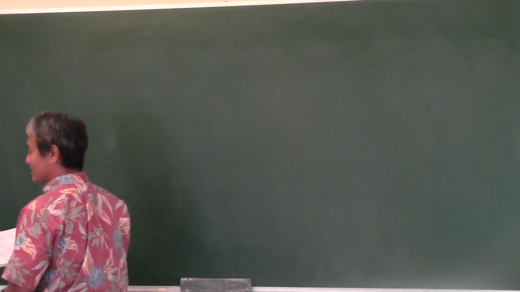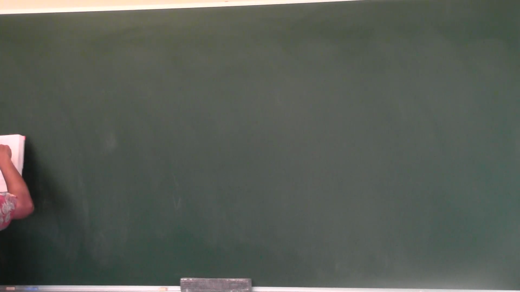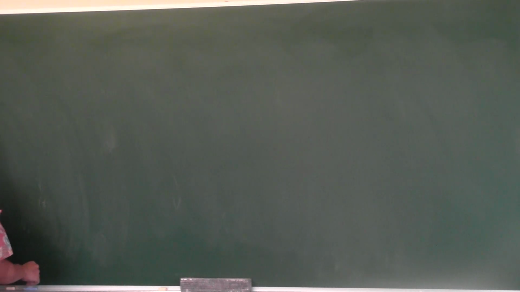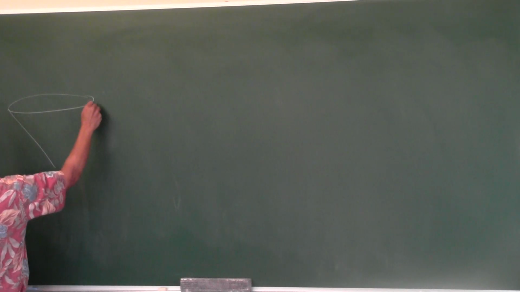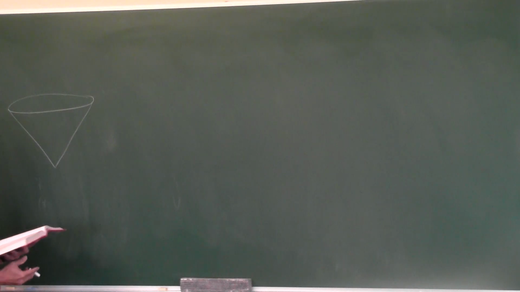Okay, next is number 17. So it's either 12 or 17. These are the two that involve similar triangles. So we have a conical reservoir. It looks like this. And is water going into it or is it being taken out of this thing?